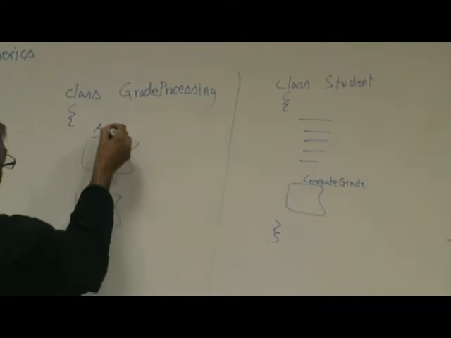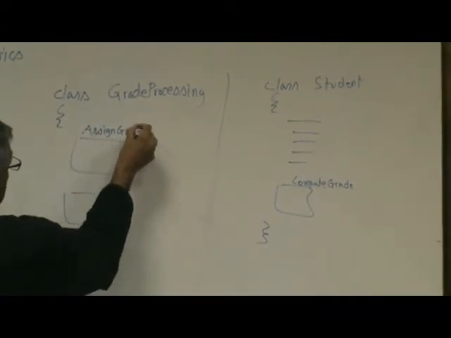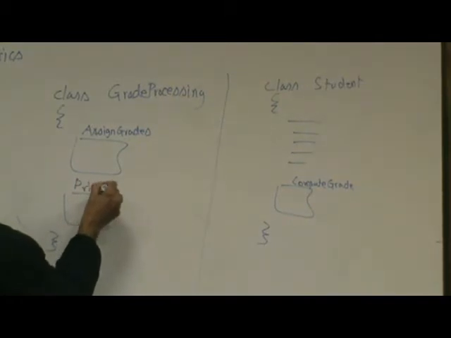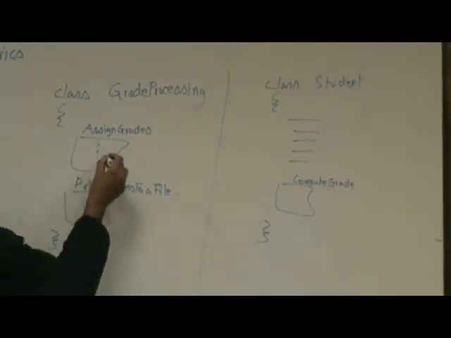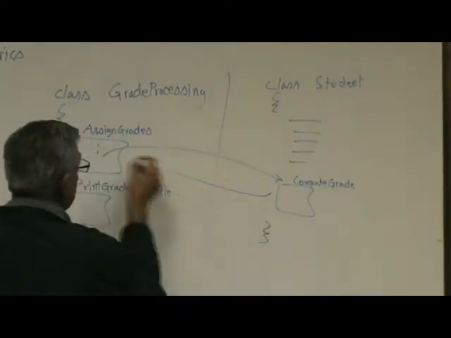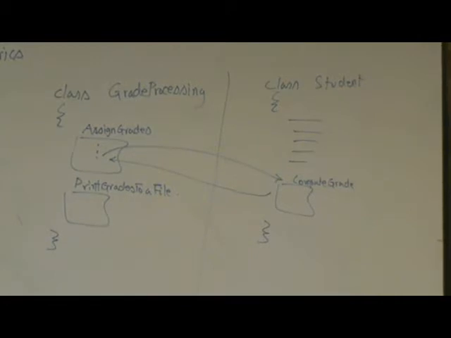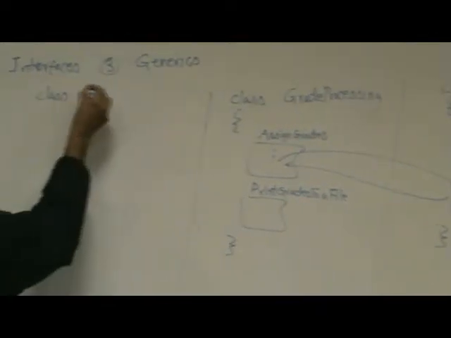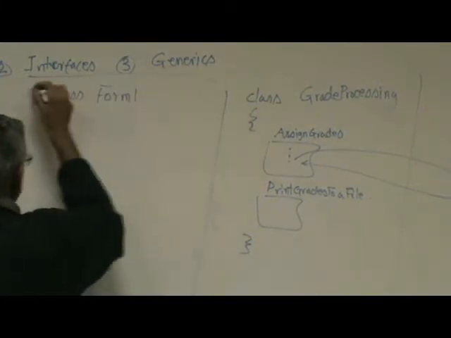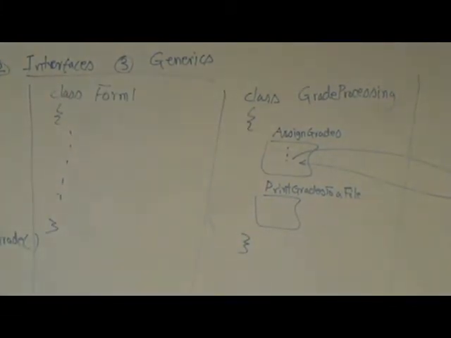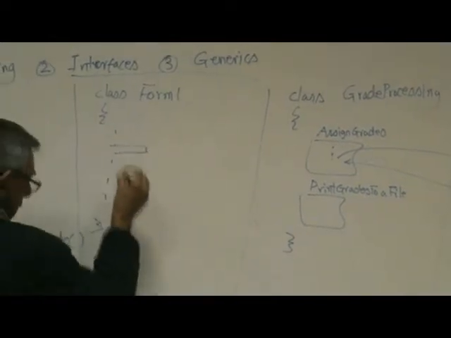Suppose one of these methods is assign grades, and another method is print grades to a file. Let's pretend the code in assign grades calls the compute grade over here and receives whatever the reply is. And then this is our Form1, our class corresponding to our form. Somewhere in Form1 we have, let's say, a button handler.